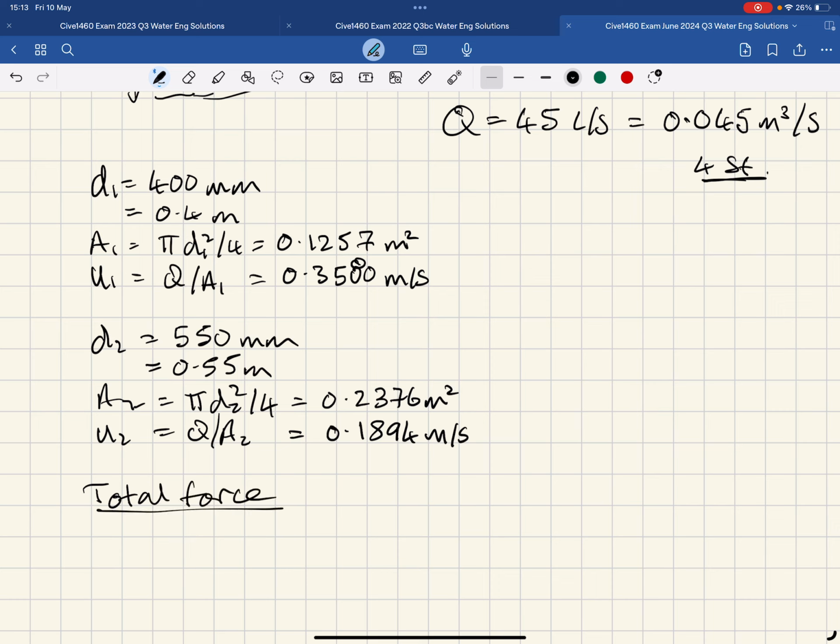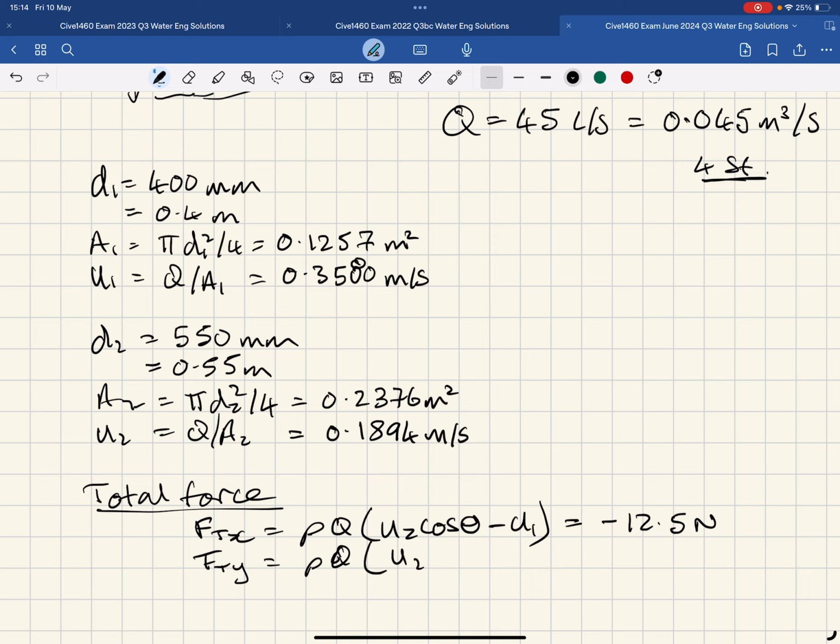Next we'll calculate the total force in both the x and y directions. So Ftx, we use our formula that we derived in class, rho Q times (U2 cos theta minus U1), and this comes out to be quite a small number of minus 12.5 newtons. Fty equals rho Q times (U2 sine theta minus 0). I always put the 0 in because it just reminds us we've got two elements. This comes out to be positive 7.723 newtons.